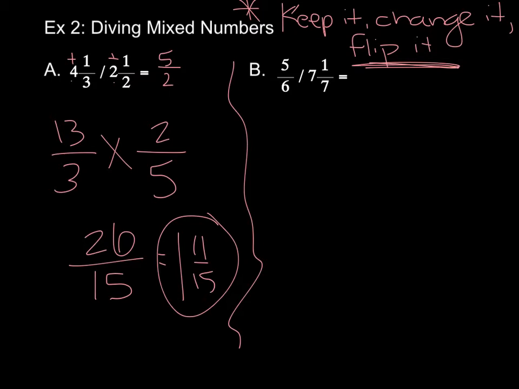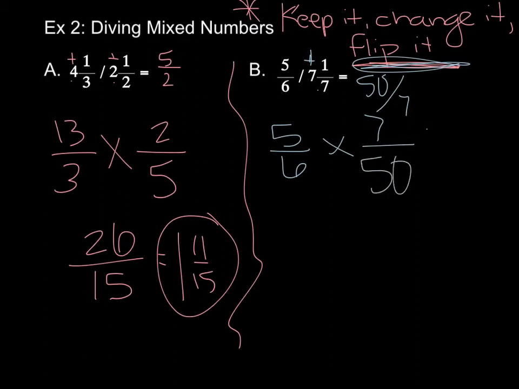Okay, so example B, we're going to keep the first fraction. It's already a fraction, not a mixed number. So we'll keep the first fraction, 5/6. Change division to multiplication. And I need to figure out 7 times 7 is 49, plus 1 is 50 over 7. But I need to flip my second fraction, so we're going to multiply by 7 over 50.